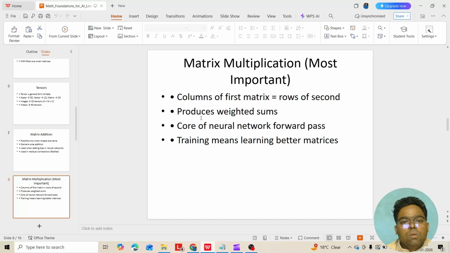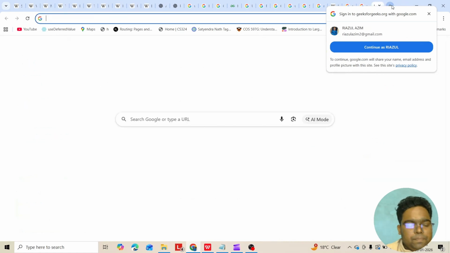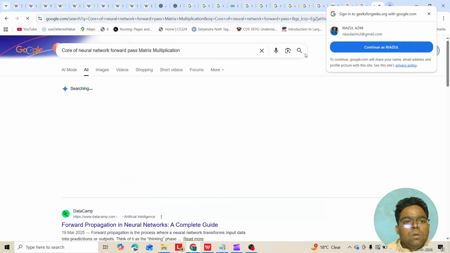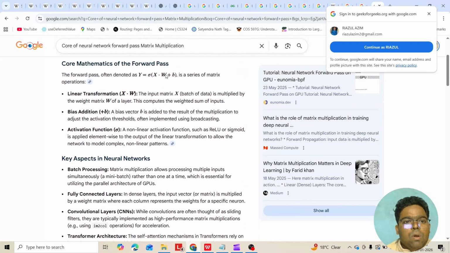Next is the weighted sum, the core of the neural network forward pass. Let's see that. In that sense, what I am doing is x cross weight w, plus b, where w is nothing else but the weight matrix. So I am doing multiplication here. And in the forward pass, y equals sigma of this expression. I will talk about sigma after that. It is nothing else but the activation function.